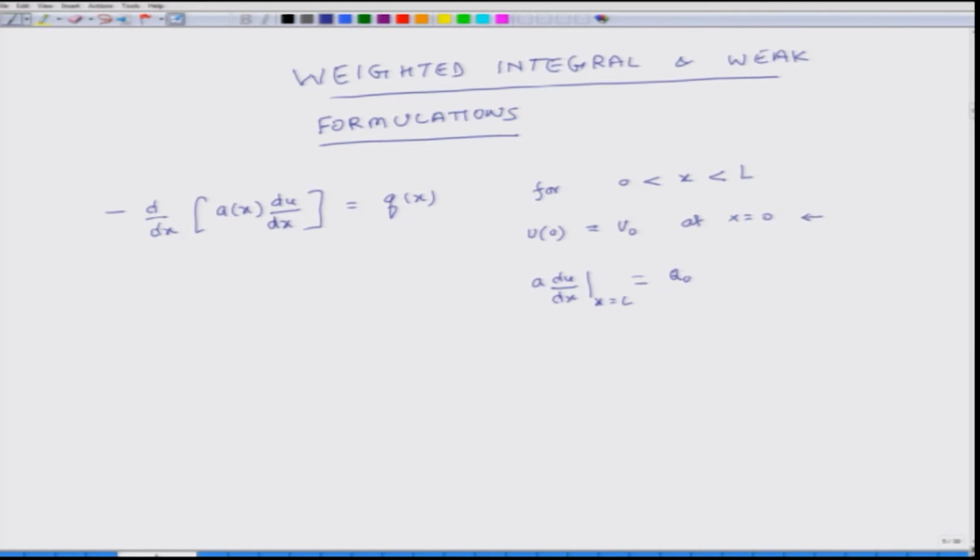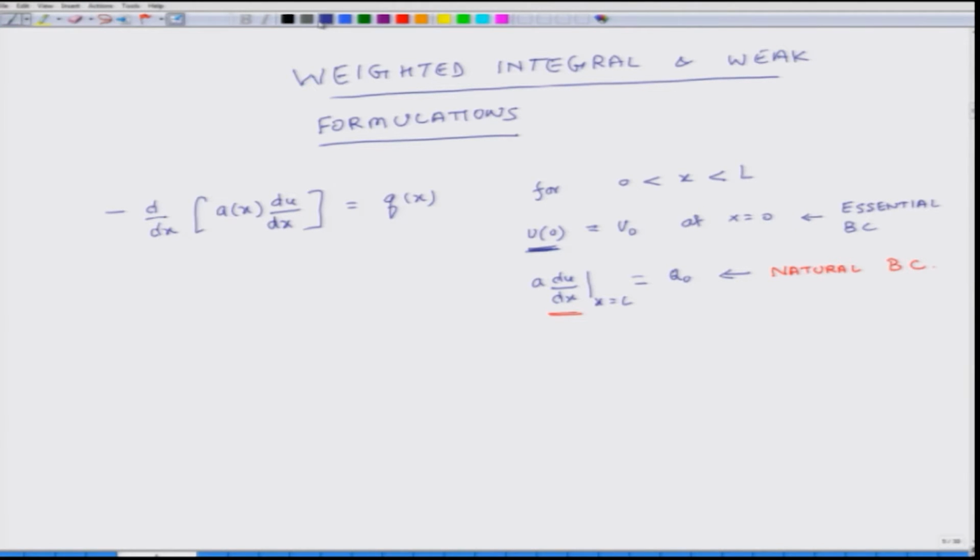This first boundary condition where I am specifying u is known as an essential boundary condition. And how do we figure out whether a boundary condition is essential or not? We will discuss this later, but I wanted to introduce this term right now. So, the first boundary condition is the essential boundary condition, and the second boundary condition, which relates to a times du over dx, is known as natural boundary condition.